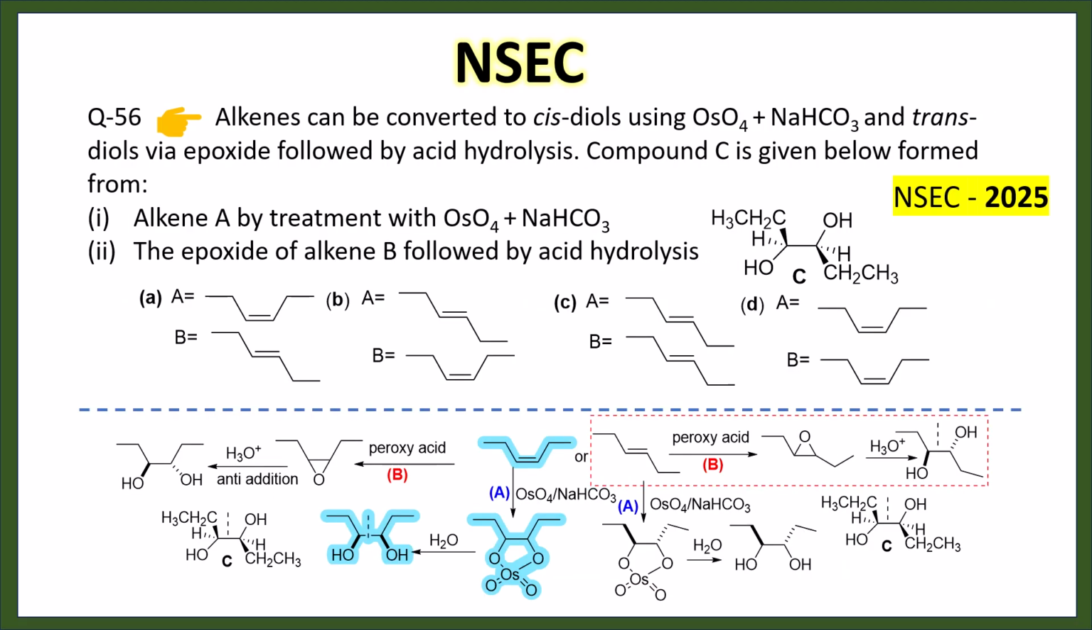Now question number 56. Alkenes can be converted to cis diols using osmium tetroxide and sodium bicarbonate, and to trans diols via epoxide followed by acid hydrolysis. Compound C is given below. We have to choose from which conditions it is formed, meaning which alkene or which condition forms it. Let's do it one by one.